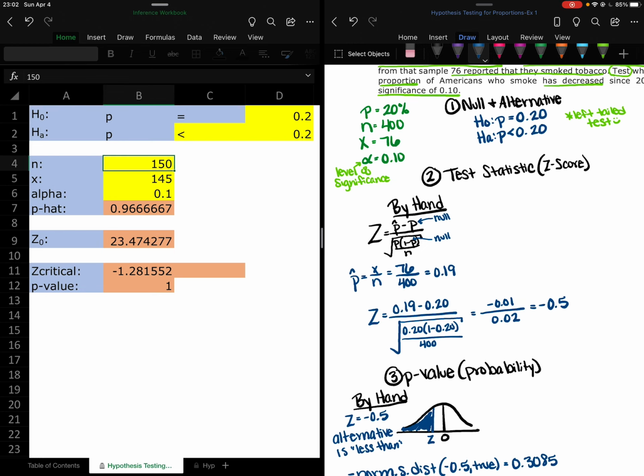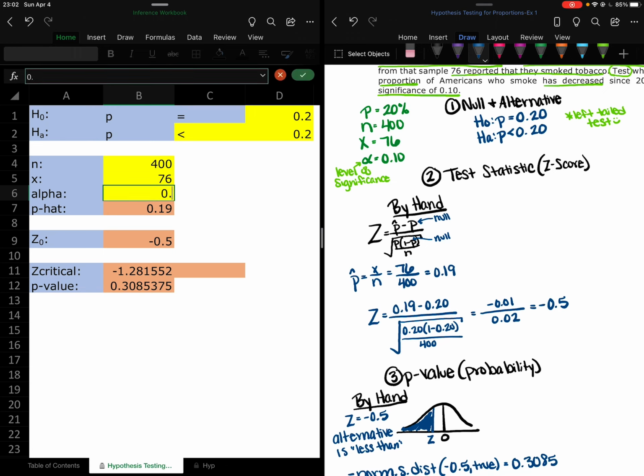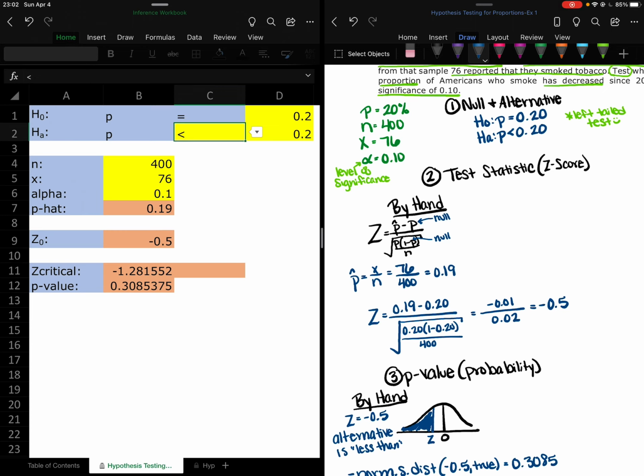And then I'm going to enter the numbers that I wrote down off to the side. So my N is 400, my X is 76, and my alpha is 0.1. You don't really need the alpha for what we're doing. The alpha is necessary if I were teaching you guys the other approach besides the p-value. There are other teachers that use that method, which is why we have it in the spreadsheet. We don't really need it.